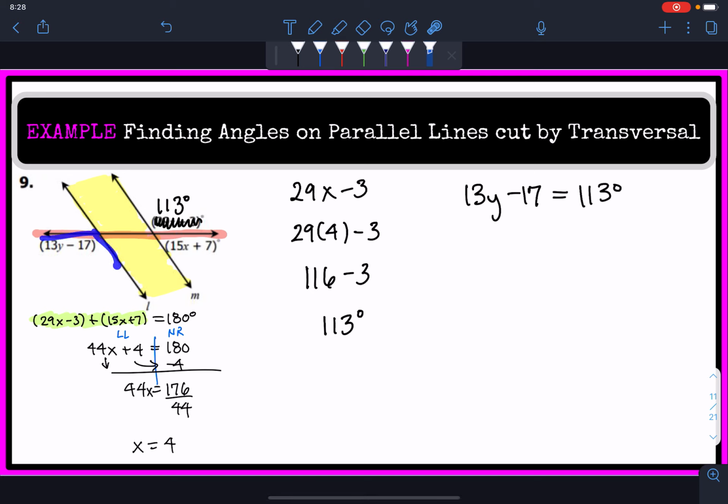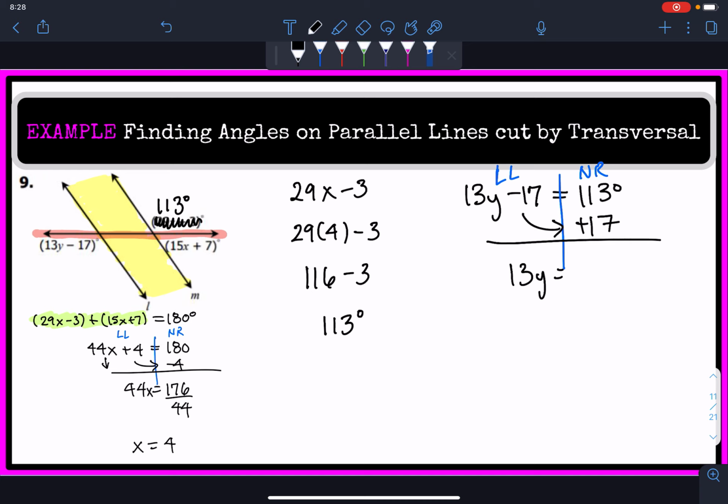Visually, you can see that they're both obtuse. And because they're going to be the same obtuse angle, you can also equate them to each other, just like I've done right there. So now, using again our letters to the left and numbers to the right, I will add the 17 with the 113, getting us a total of 130, and dividing the 130 by 13 is going to give us 10.